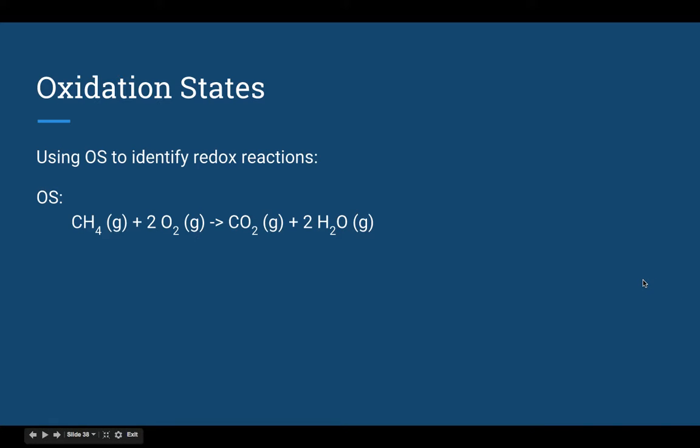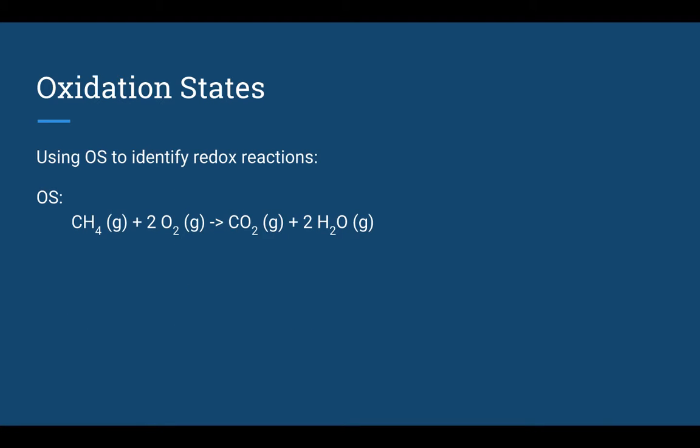So now we can use these oxidation states. How do they relate to redox reactions? Well, we can identify the oxidation states for each of these elements in a chemical reaction, in each compound or substance, and see if they change going from the reactants to the product side.